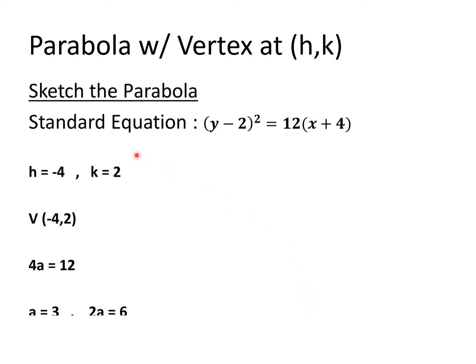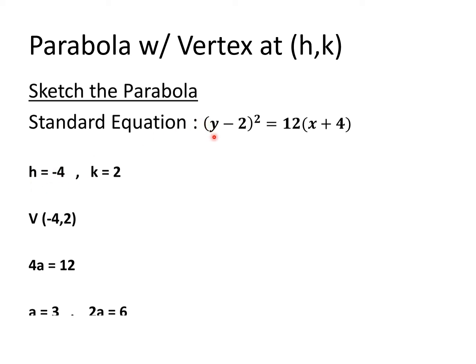So let us now sketch the parabola with the given standard equation: the quantity y minus 2 squared equals 12 times the quantity x plus 4. As you can see, this satisfies the equation of our parabola that opens to the right, which is the quantity y minus k squared equals 4a times the quantity x minus h. The number with x is positive 4. So if our standard form is x minus h, and this is x plus 4, therefore our h is negative 4.